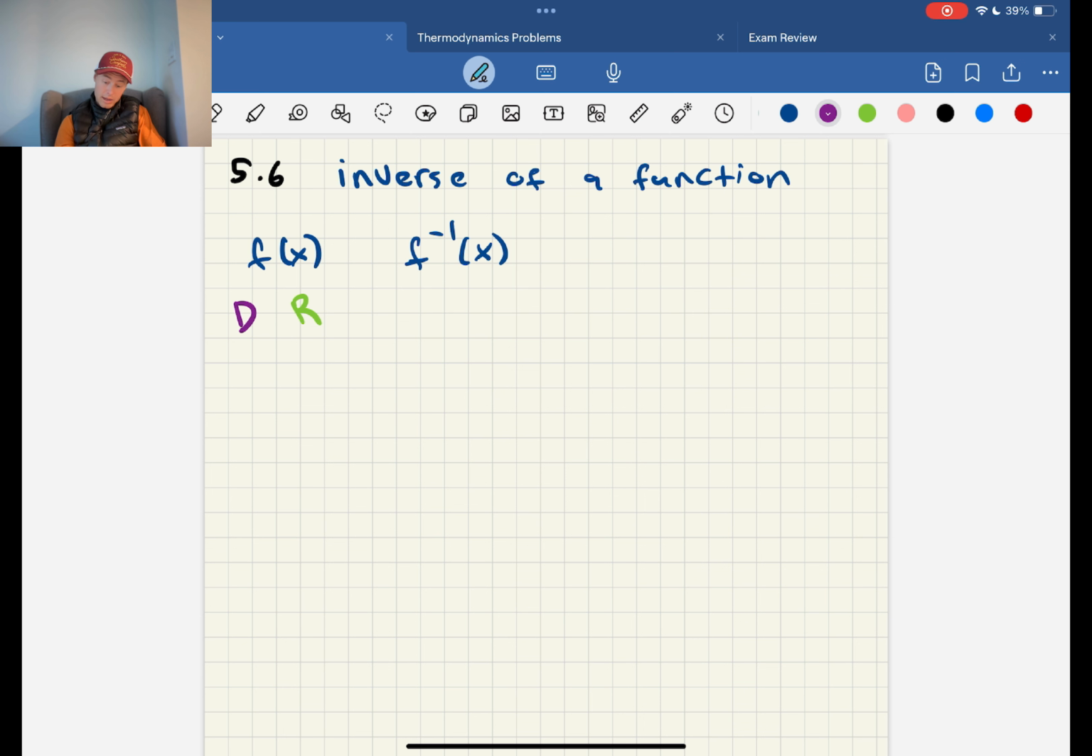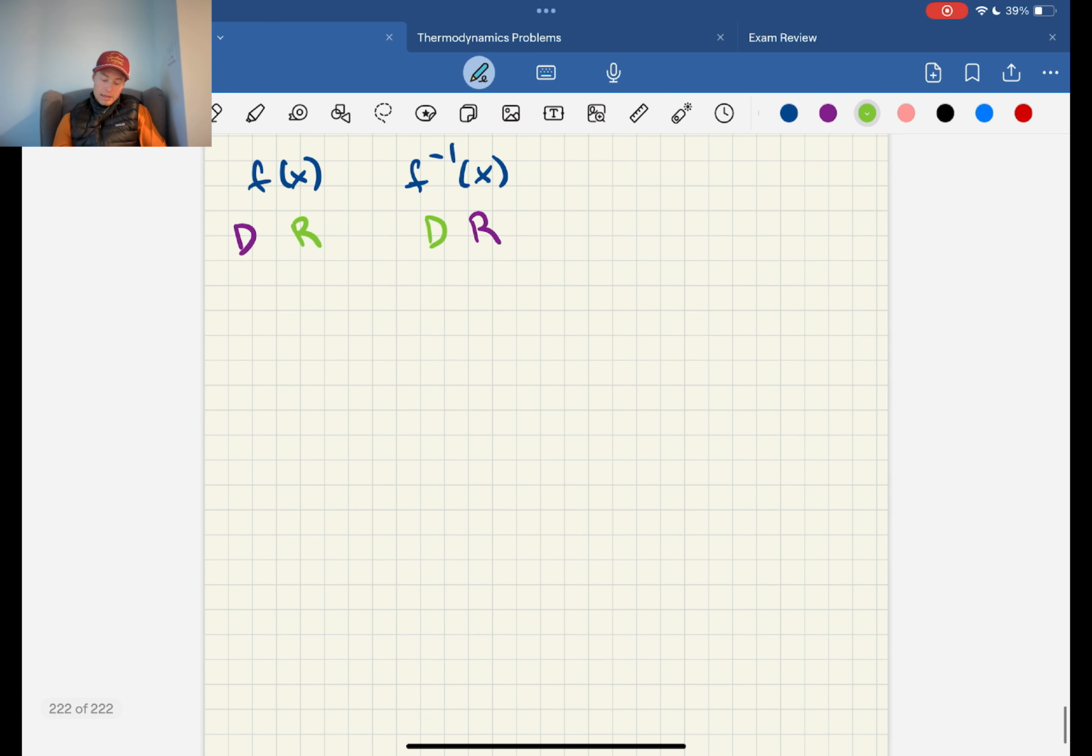So the domain of the regular function becomes the range of the inverse function, and the range of the regular function becomes the domain of the inverse function. Okay, so let's take a look at some more examples.